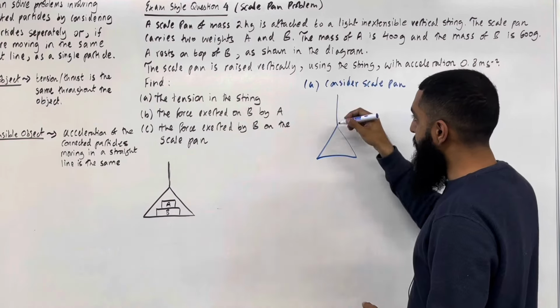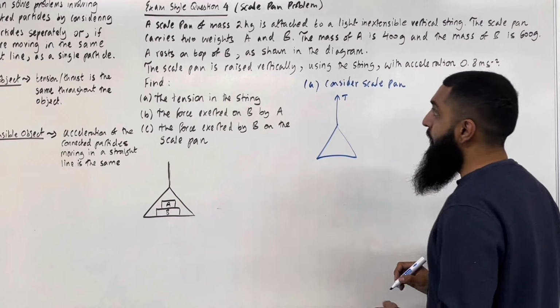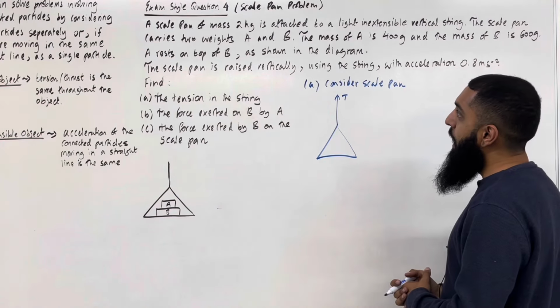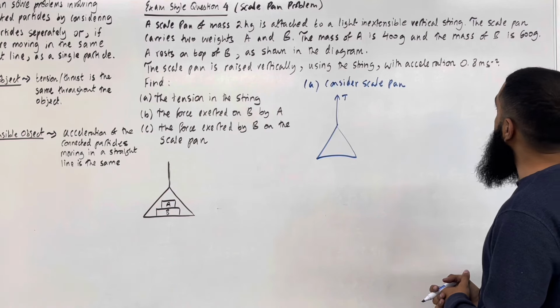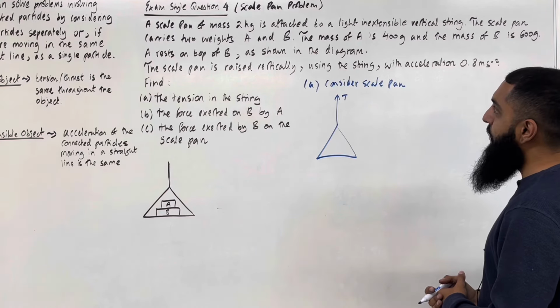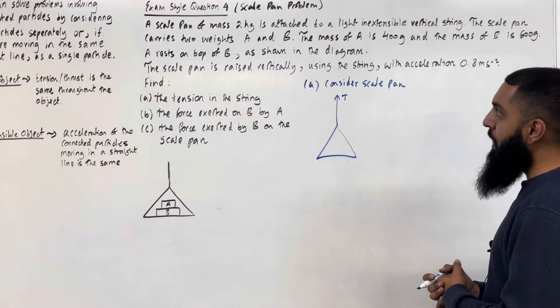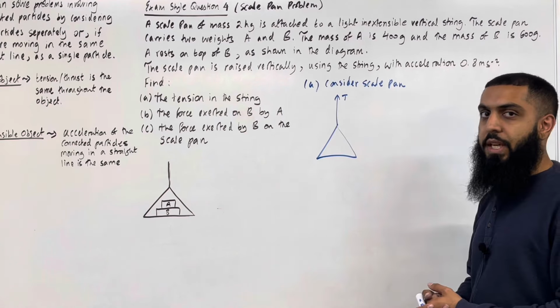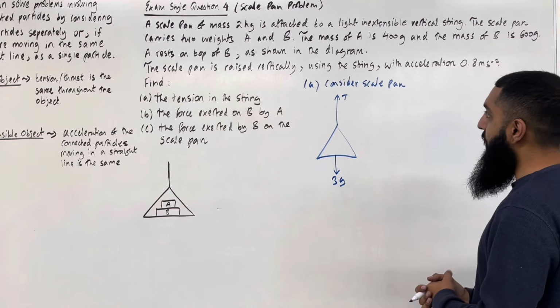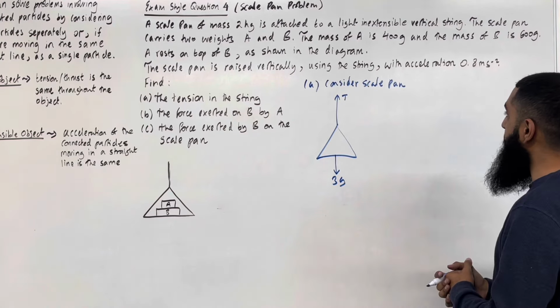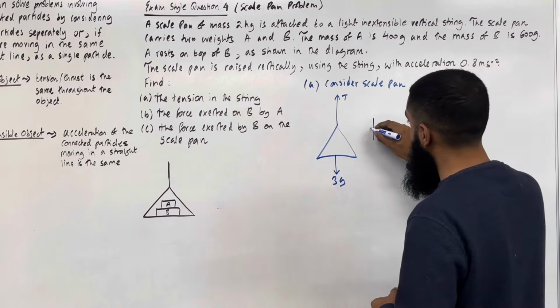The tension in the string acts vertically upwards. The mass of the scale pan is 2 kg. The mass of A is 0.4 kg and the mass of B is 0.6 kg. Hence, the combined mass is 3 kg. So the combined weight is 3g acting vertically downwards. The system accelerates vertically upwards at 0.8 meters per second squared.